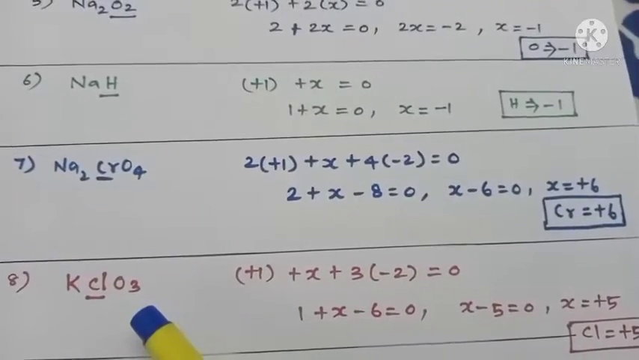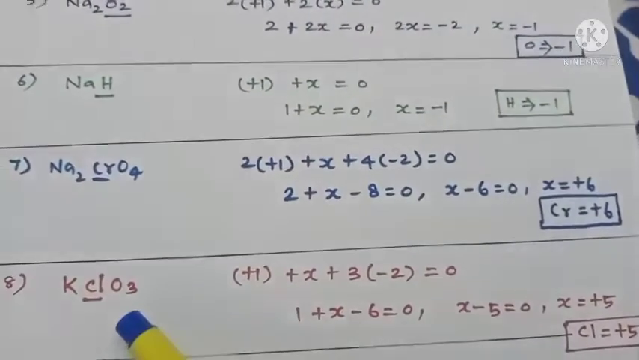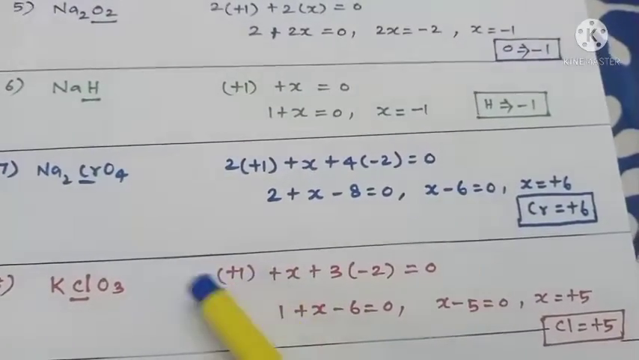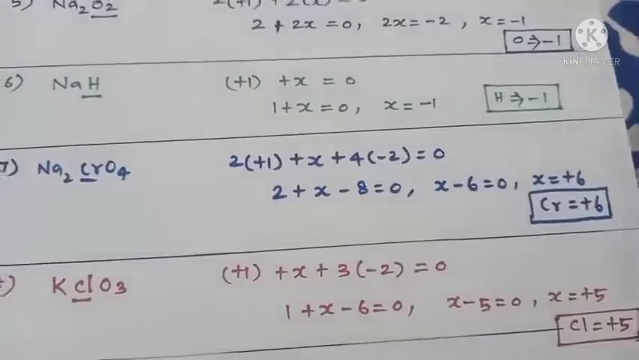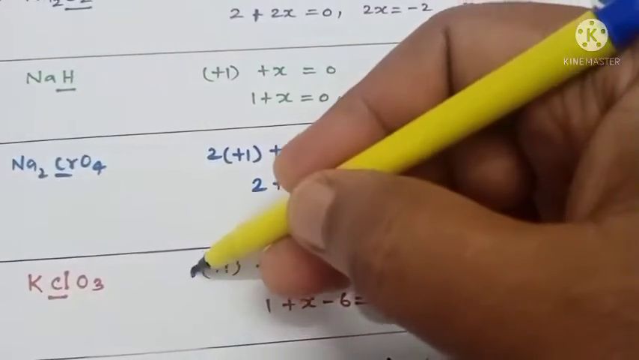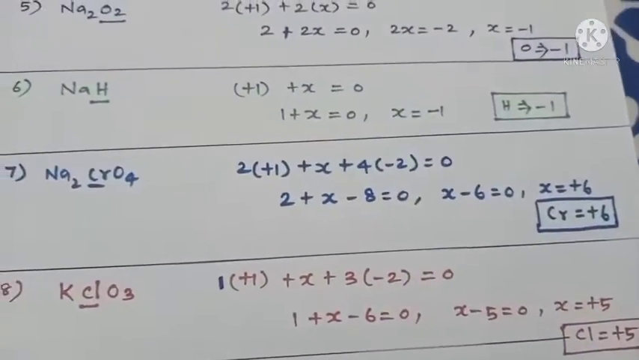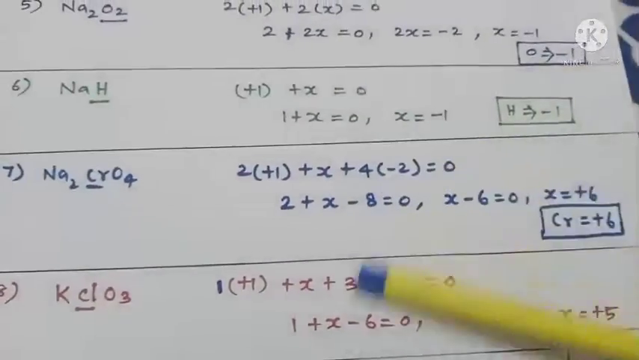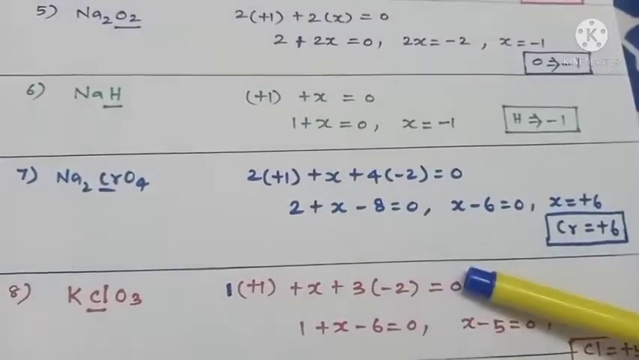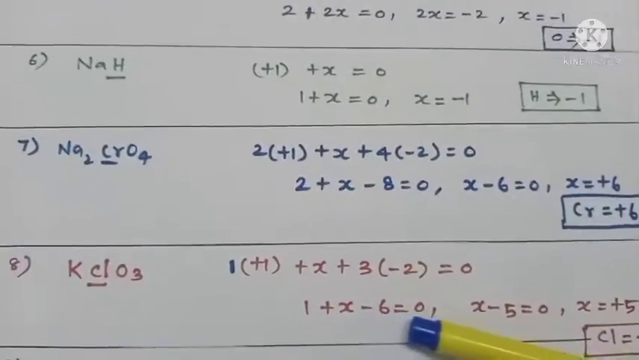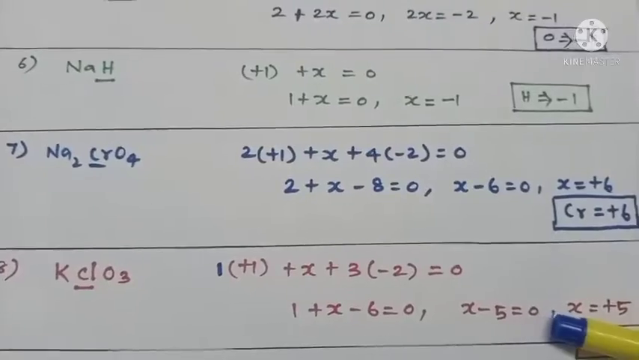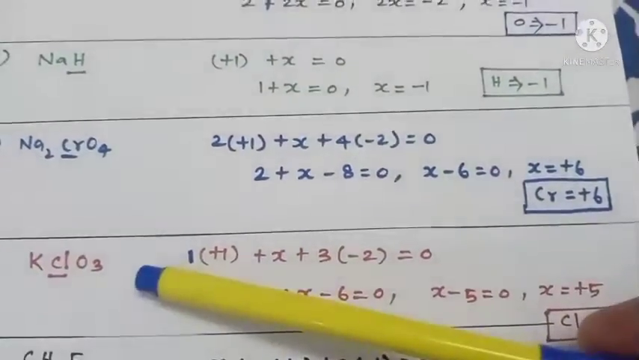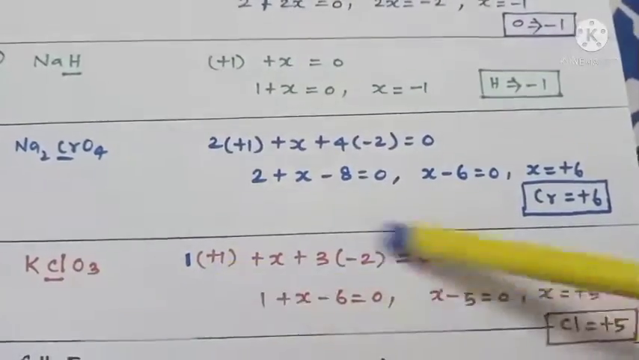KClO3, potassium chlorate. Here we are going to calculate the oxidation number of chlorine. Potassium plus 1, potassium number 1, so 1 into plus 1. If you want, you can add it or otherwise. 1 into plus 1, plus chlorine oxidation number, let us have x. Then oxygen number 3, oxidation number is minus 2, equal to 0. 1 plus x minus 6 equal to 0, x minus 5 equal to 0. Therefore, x is equal to plus 5. So, in the potassium chlorate compound, the oxidation number of chlorine is plus 5.